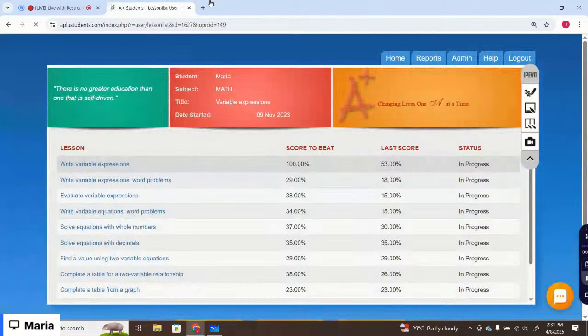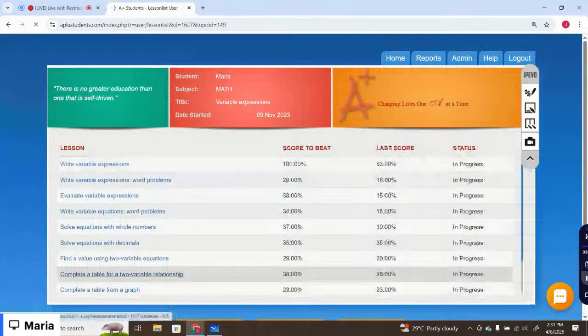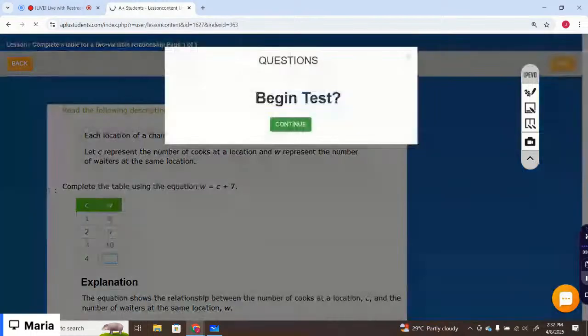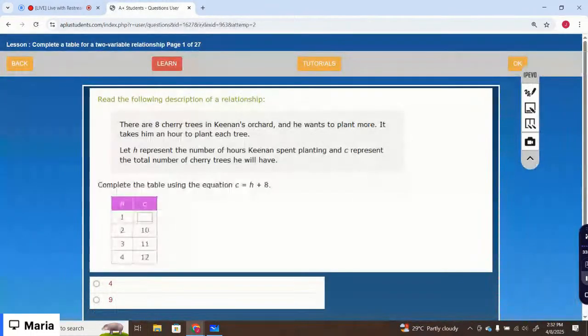The next lesson is complete a table for a two-variable relationship. Let's just start with the test questions.